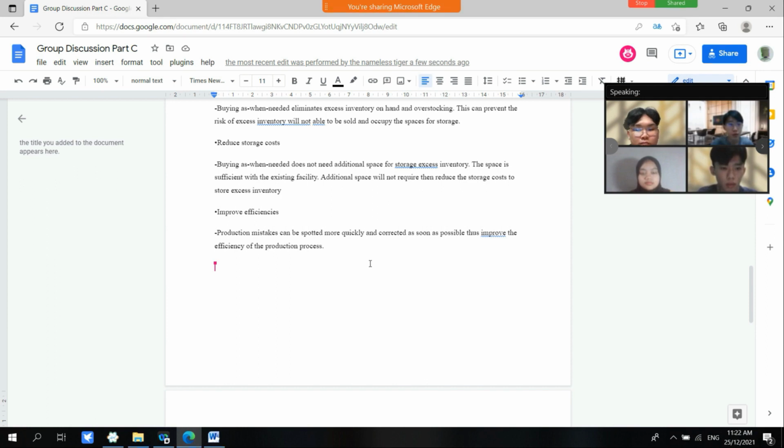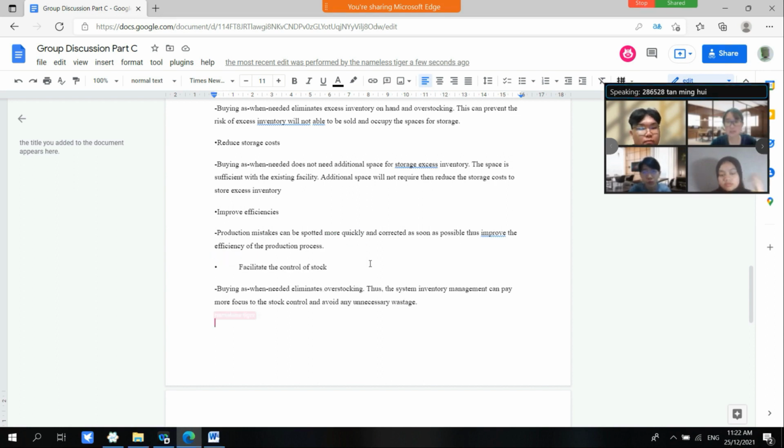The first shortcoming for option 2 is an increased risk of production lines running out of raw material. A supplier that fails to deliver raw material to the company on time and in the proper amounts may have a serious impact on the production process and consequently cause production shortage. And now I will pass to Han Xiang to continue the shortcomings.